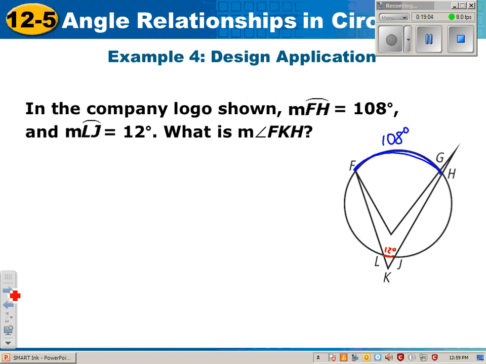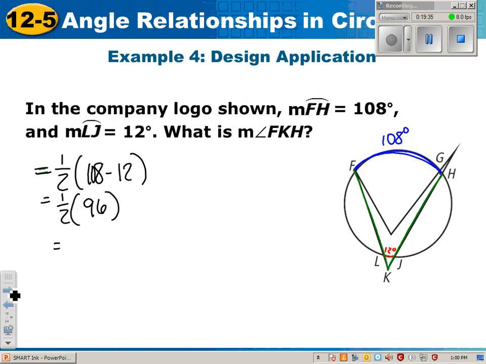What is the measure of angle FKH? They made that look really hard, but it turns out to be no different than what we've been doing. Right? The angle's outside, so it's half the difference. They didn't even make it tough and give me FG, they gave me FH. So what am I going to do? Good. Half of 108 minus 12. What's 108 minus 12? And half of 96 is? 48. Don't forget your degrees.